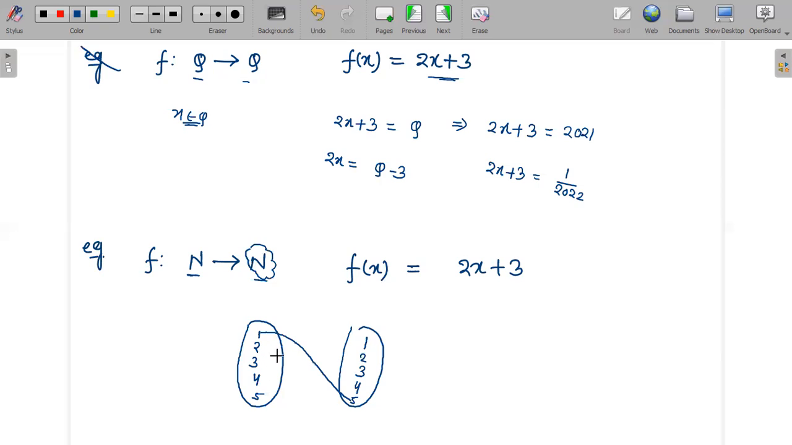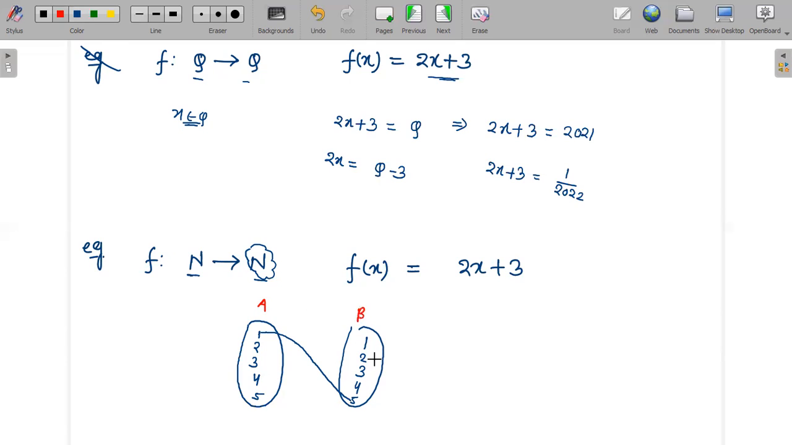For 2, I'll get values which are greater than 5. For 3, greater will be there. As I proceed, what will happen? There will not be any chance that I'll get values like 1, 2, 3, 4. These particular values will be left out from the range.